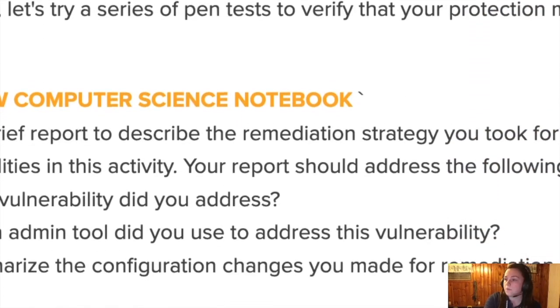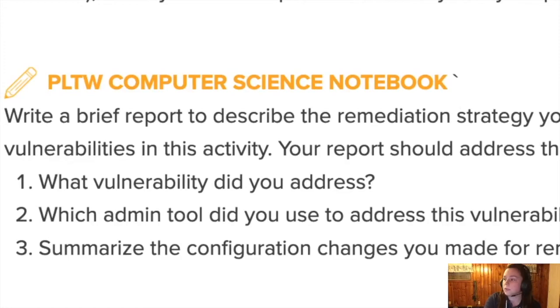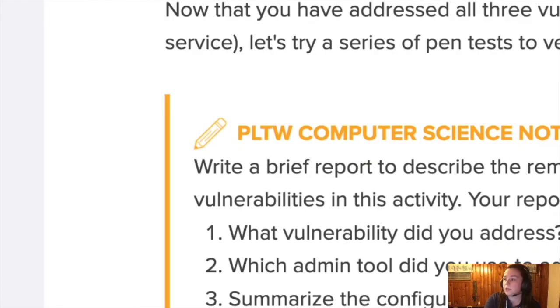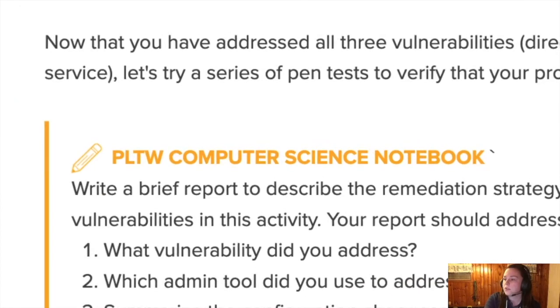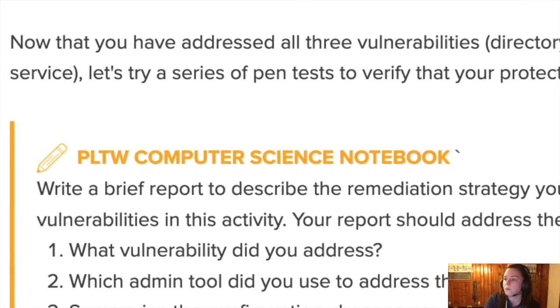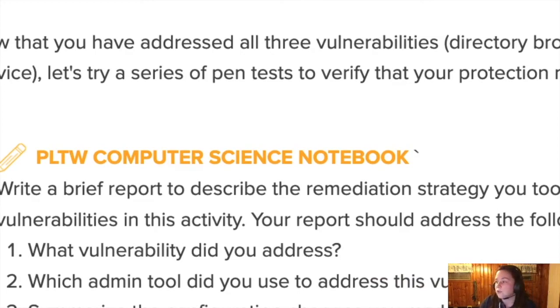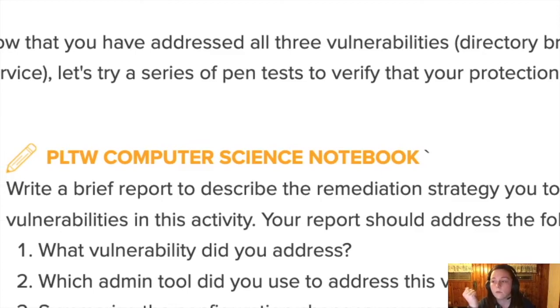All right, so you don't have to do it in your computer science notebooks. The best part is I already have this number written out for you in your worksheet. So what you're going to do with your partner is write a brief report to describe the remediation strategies you took for each of the three vulnerabilities in this activity. Your report should address the following questions. What vulnerability did you address? Which admin tool did you use to address this vulnerability? And how the configuration changes you set actually made remediation possible.